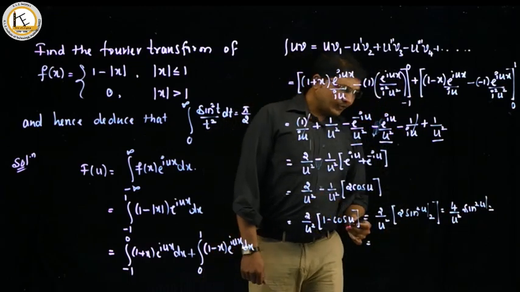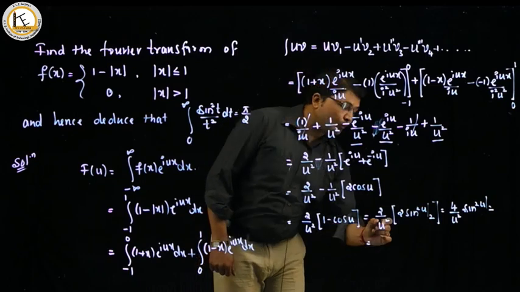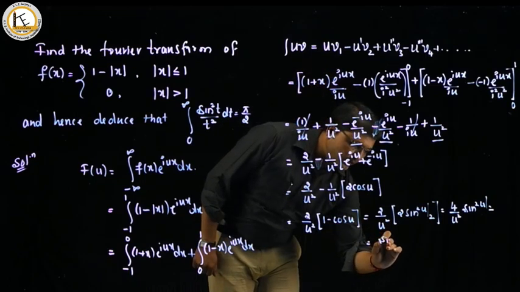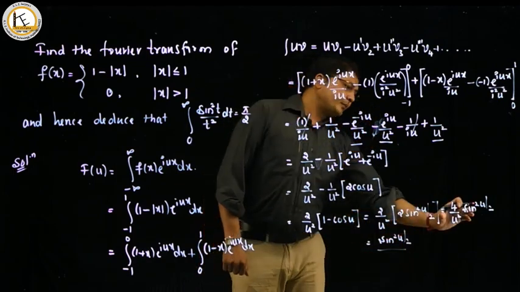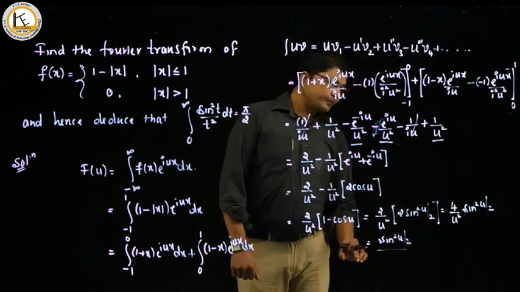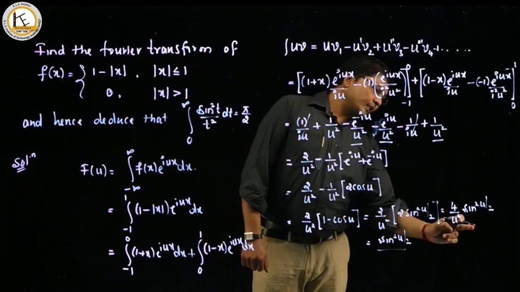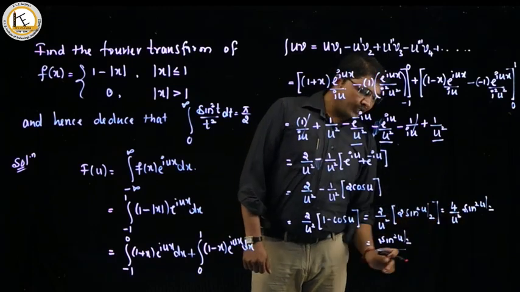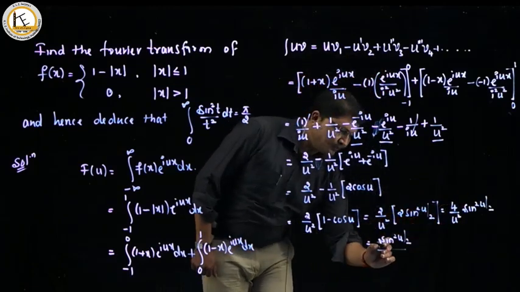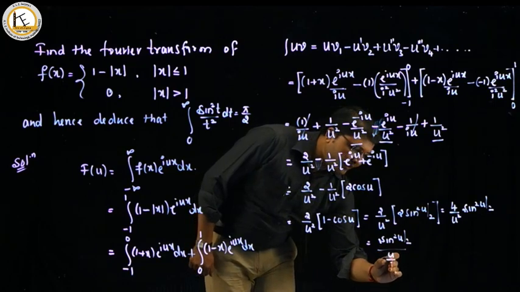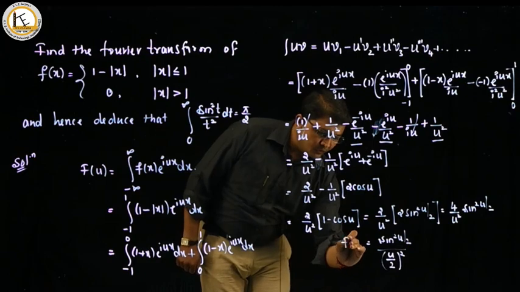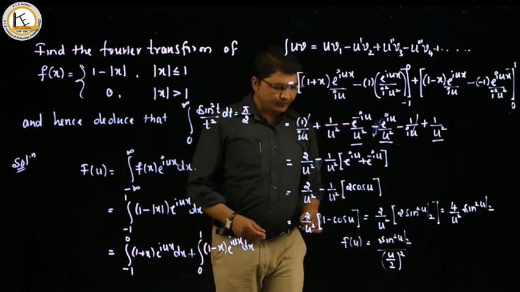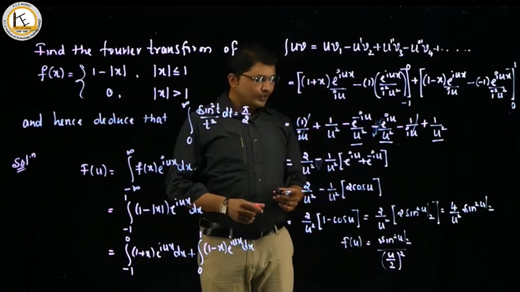And just for our convenience I will write one more step here, that is sin square u by 2 divided by u square. I will write it in one more form, that is, I will take this 4 in the denominator. So when I take that 4 in the denominator I will get here u by 2 the whole square. So this is the Fourier transform of the given function f of x.